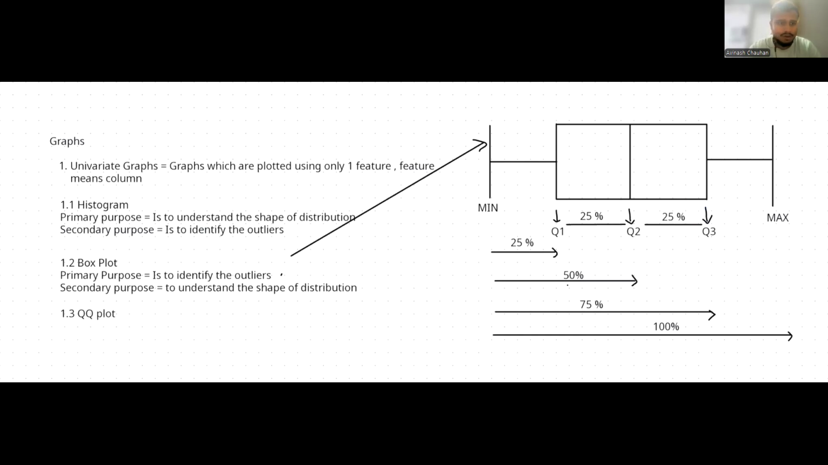And when we move from Q3 till the maximum, how much data will be there? Yes, you are right, 25% of data will be there. So if you sum this, 25 plus 25 plus 25 plus 25 is equal to 100. So now this is basically about box plot. The box plot will look like this.